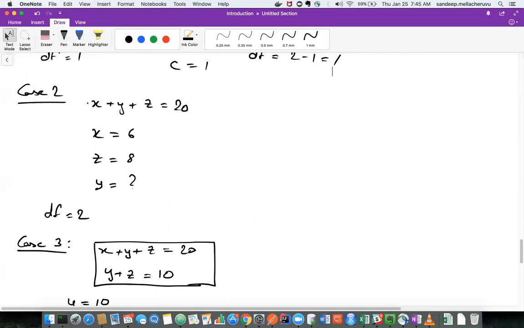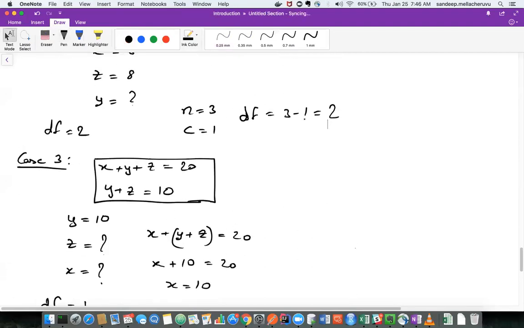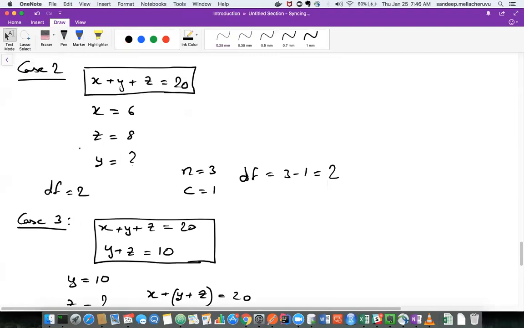How many variables do I have? N equal to 3. C is how much? 1. Only this one is my constraint. Degrees of freedom again is n minus c. 3 minus 1, which is nothing but 2. The same as here, right? That's what we got.